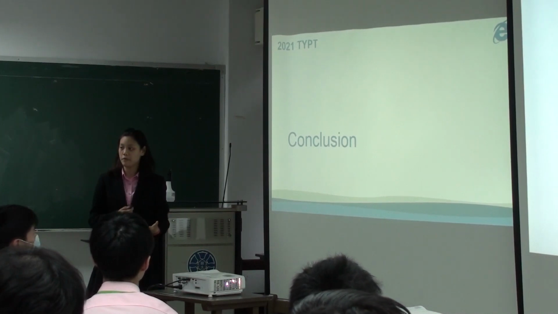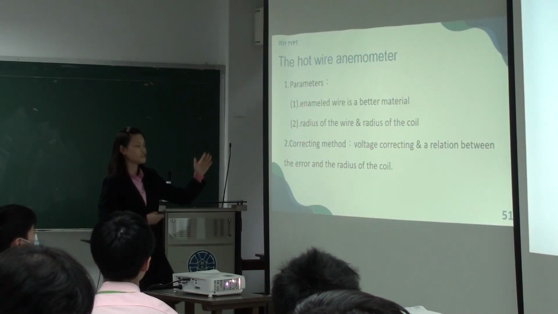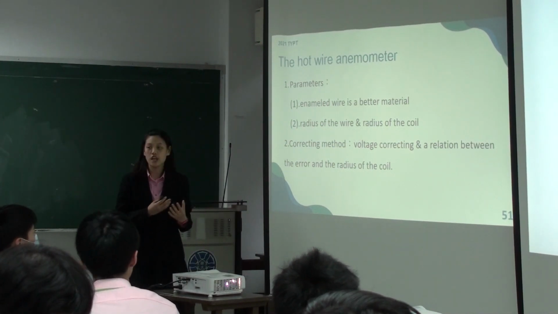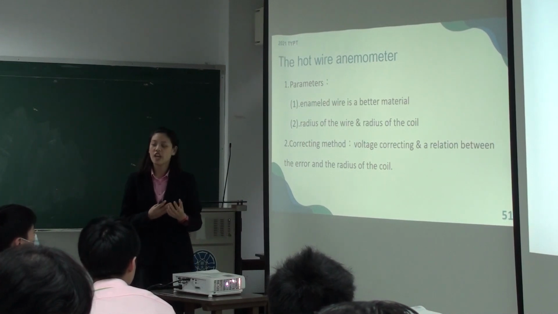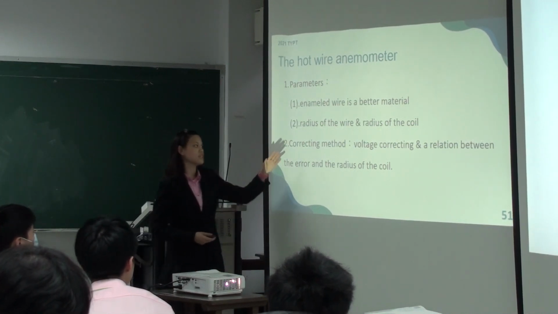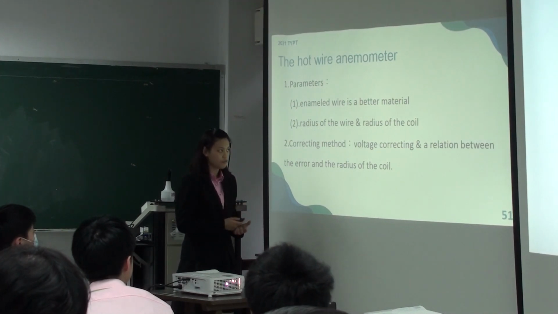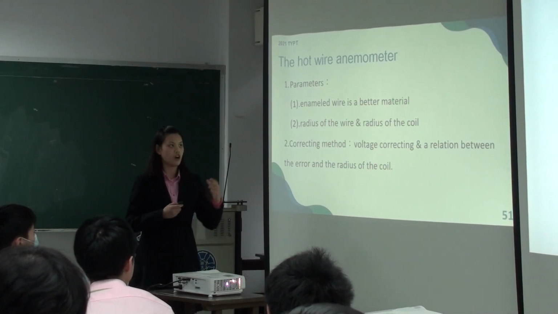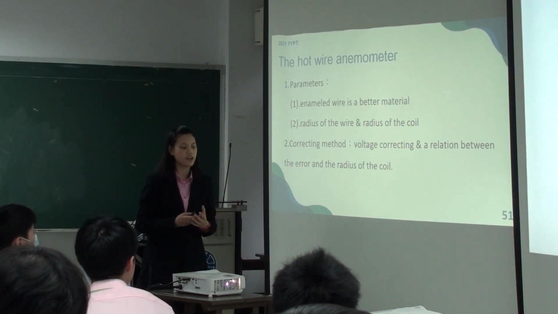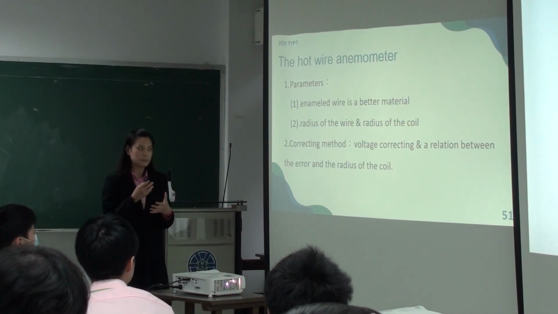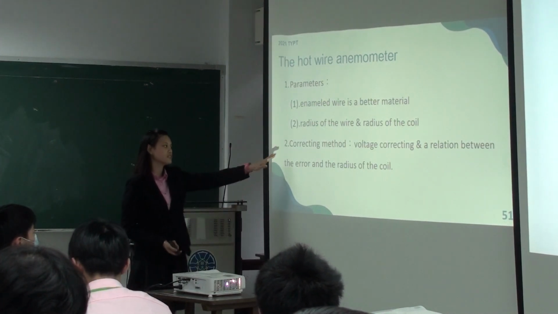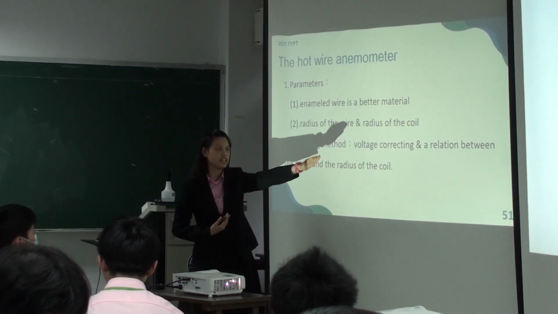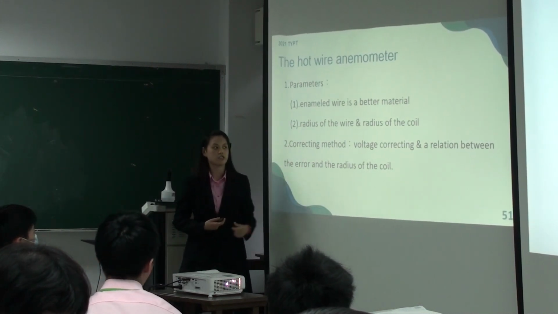These are the conclusions for my report. First, for the materials, we get the conclusion that enameled wire is a better material and it will not oxidize in the air. Second is the radius of the wire and the radius of the coil. I have to use some corrective methods when the wind speed is higher, then I can get a more accurate value. The corrective methods I use in my experiment are the voltmeter correcting and a relation between the error and the radius of the coil.